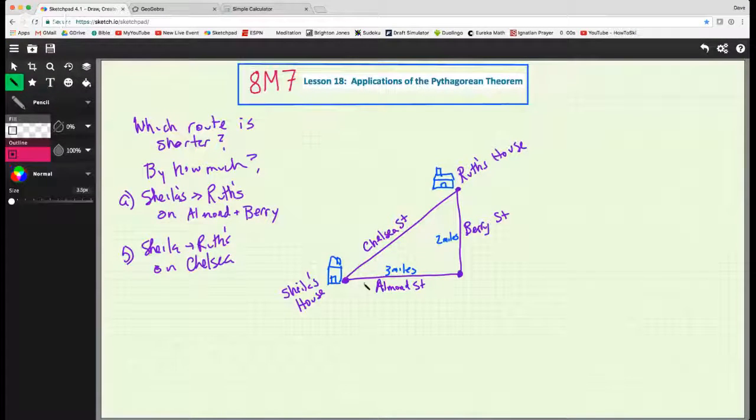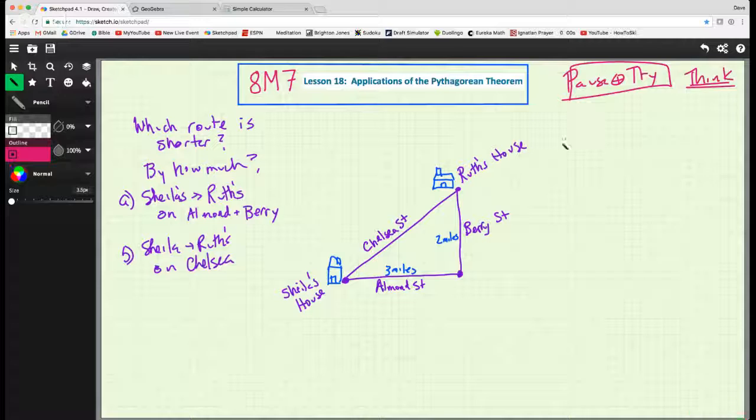Okay, final problem. We want to go from Sheila's house to Ruth's house. Which is the shorter route and by how much? Do we want to go down Almond Street and then Berry Street? Or do we want to go straight down Chelsea Street? All right, I want you to pause and try. And be sure to do some thinking.